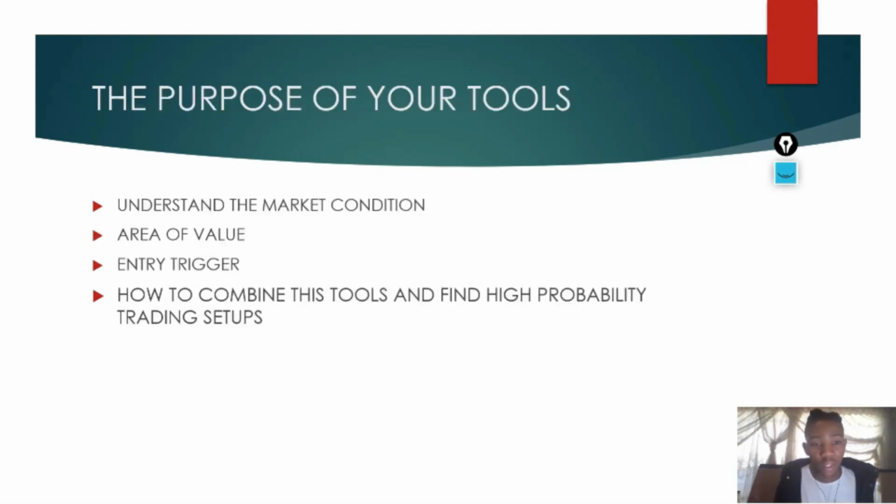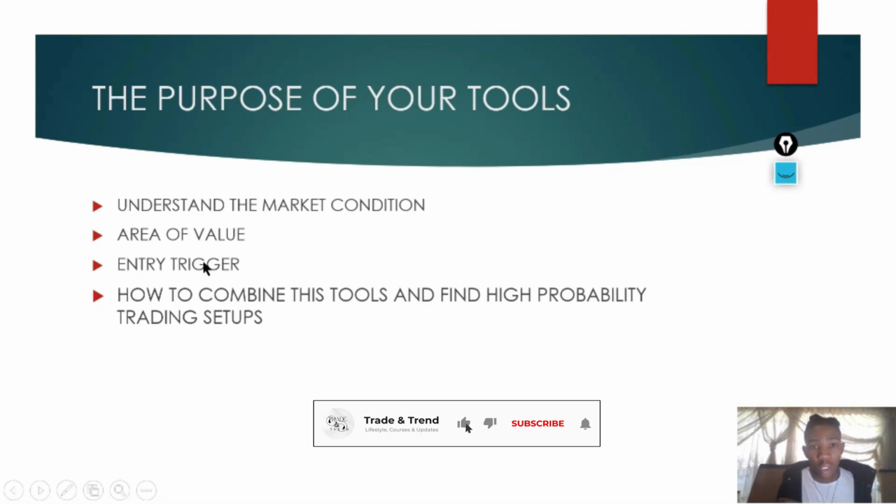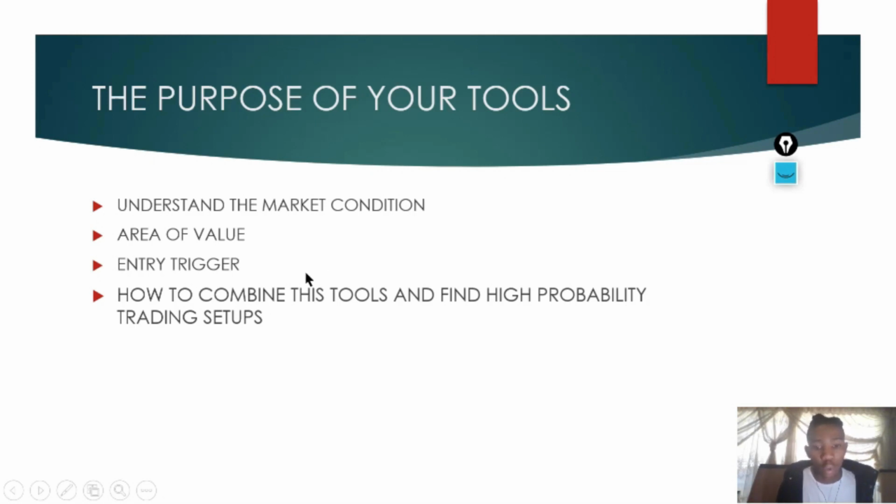Firstly, I need you to understand the purpose of the tools that you have. That is technical analysis. What it does is it helps us understand the market condition, the area of value, and our entry and exit triggers. So what I want to do is help you understand how to combine all these tools to find high probability trading setups. Yes, I'm saying high probability trading setups.